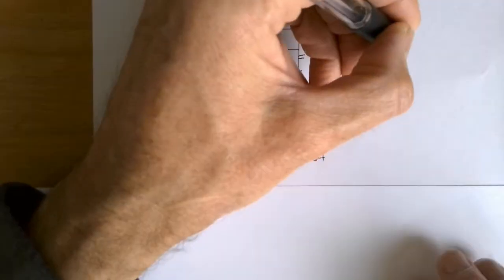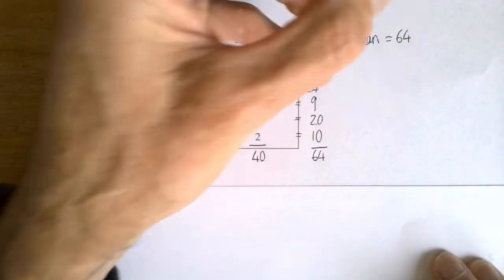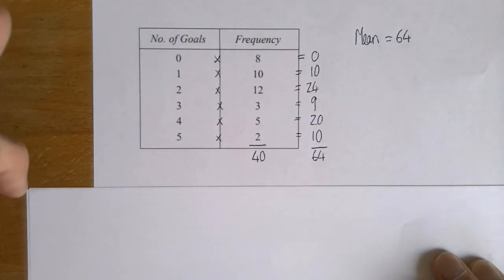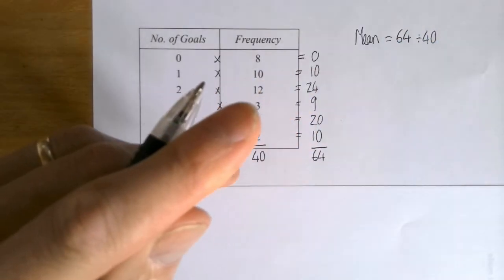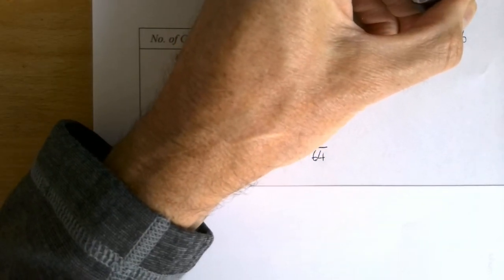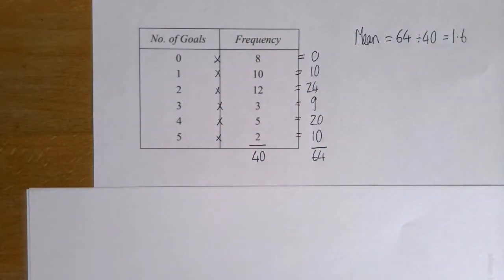And so to work out the mean, we always add up all the values. Well, that's what we've got there, 64. And then we divide by how many bits of data we had, which was 40. And 64 divided by 40 gives me 1.6. I know you can't score 1.6 goals in a game, but that's often the problem with the mean, isn't it?